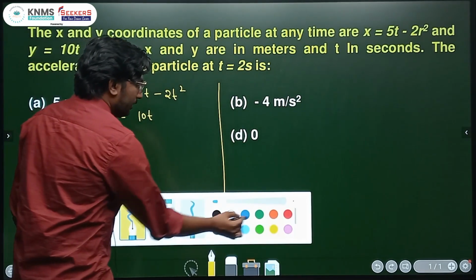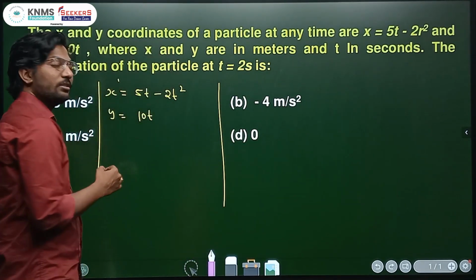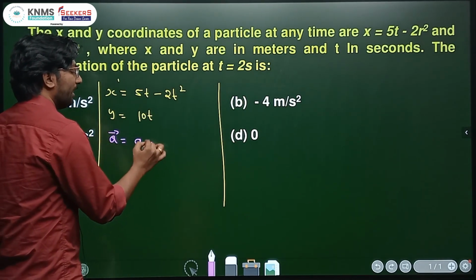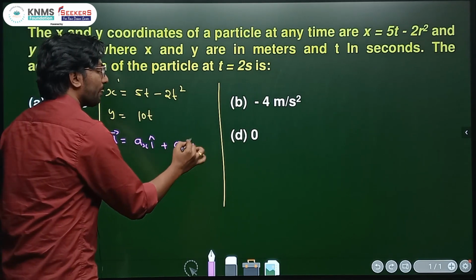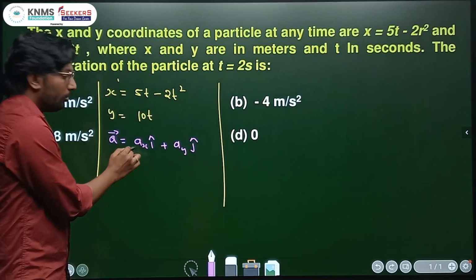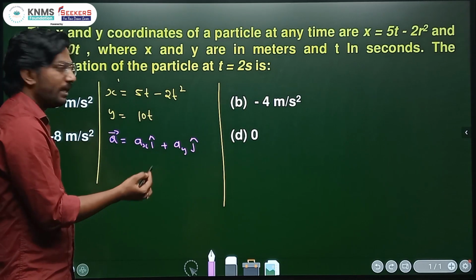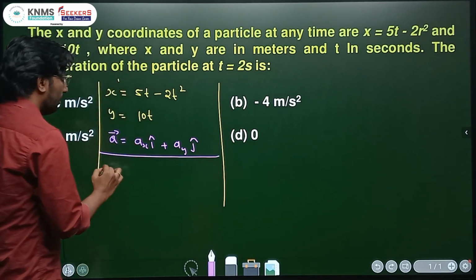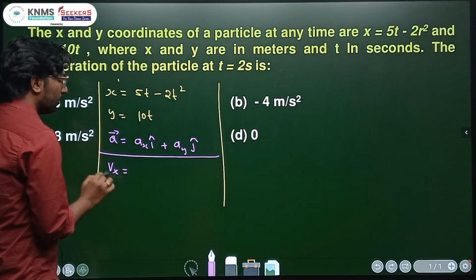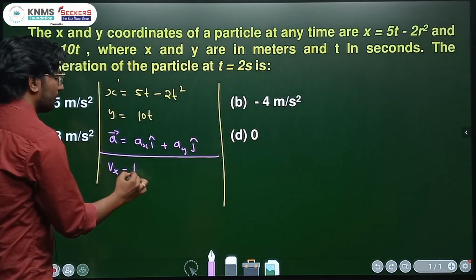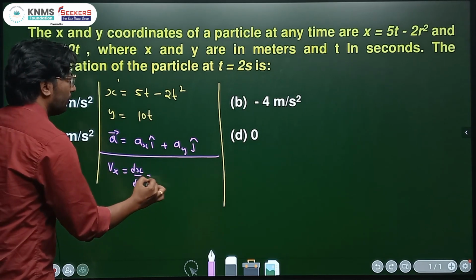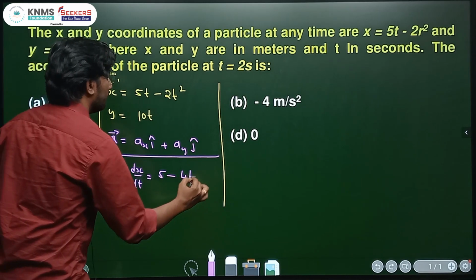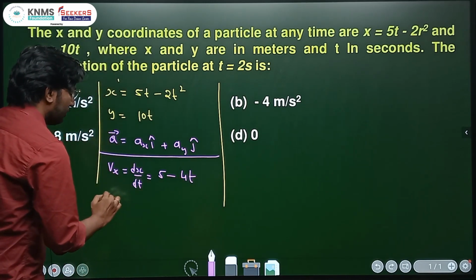I told you already how to write the acceleration vector. If you want to write the acceleration vector, it should be a combination of ax i cap plus ay j cap. Now to get ax, you need to differentiate vx. To get vx, you need to differentiate x. So first let's differentiate the x component to get velocity along the x direction. If you differentiate x, dx by dt, you will get 5 minus 4t. If you differentiate y, that will be just 10.